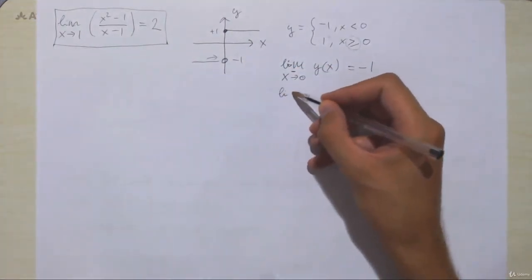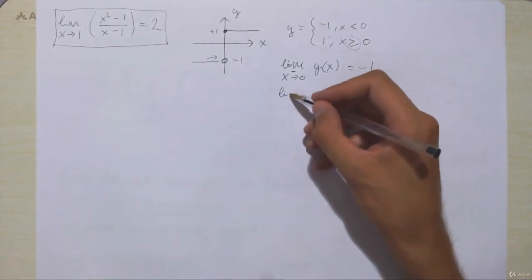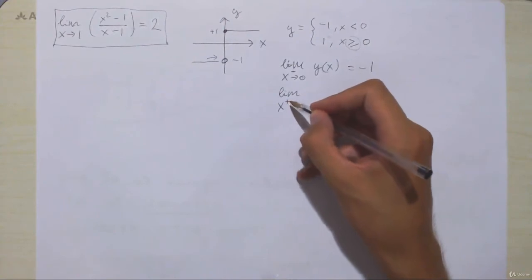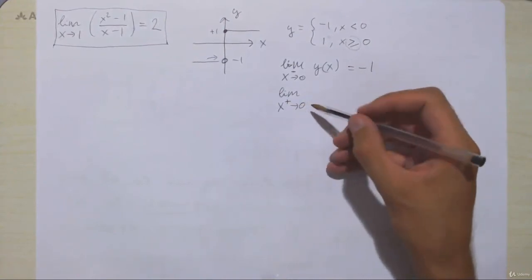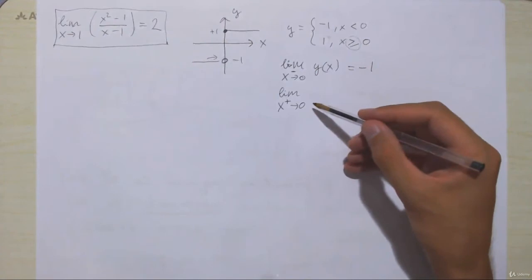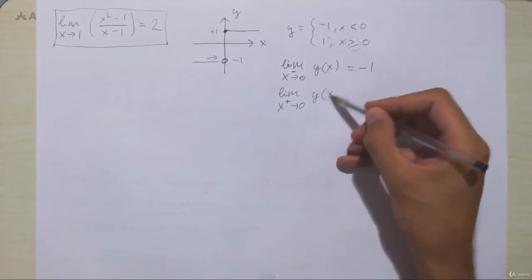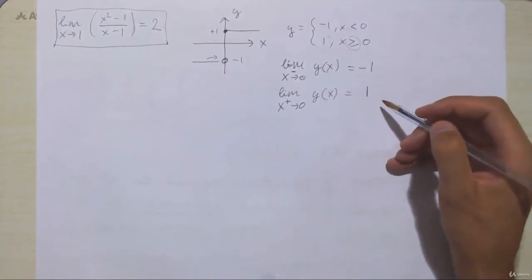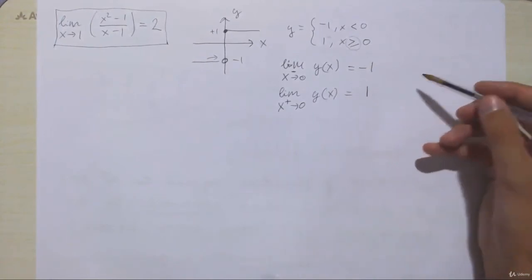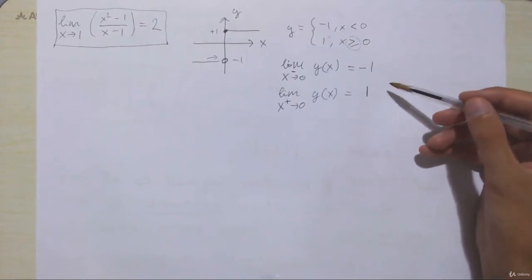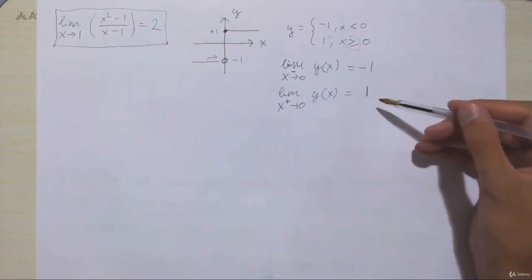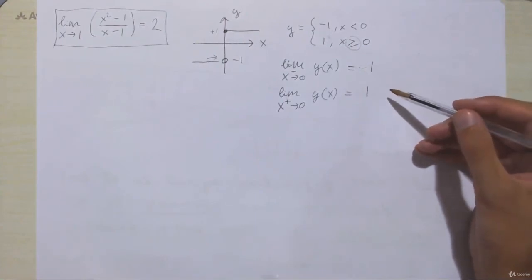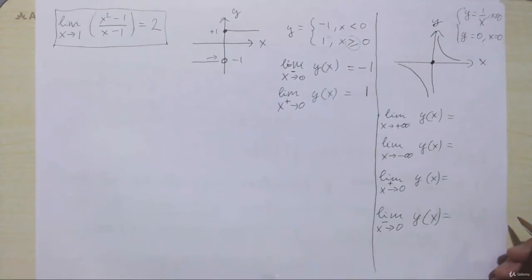However, if x approaches 0 from the positive side, so you put a plus here, then y would be 1. So these are called one-sided limits, because from one side you approach one value and from the other side you approach another value. Now, I have an exercise for you. Just pause the video and try to solve it.